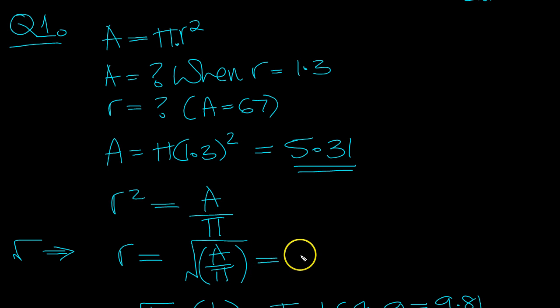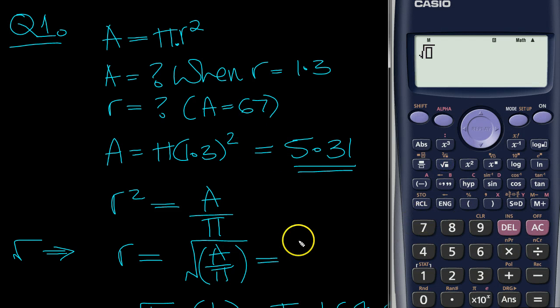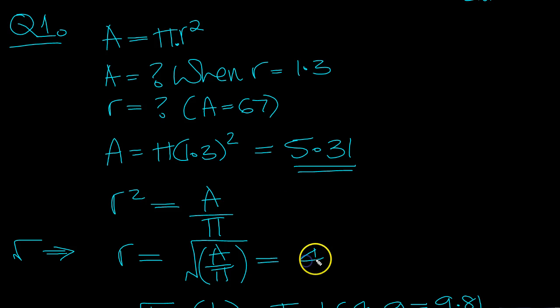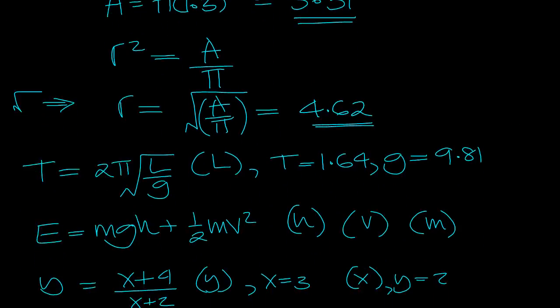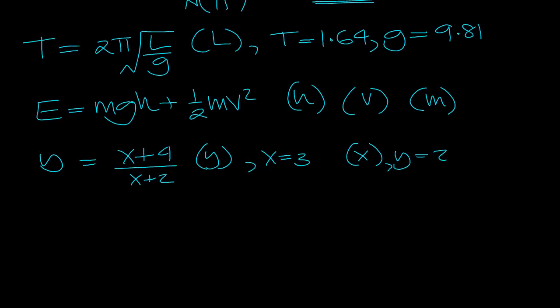So we've got the square root of A. A is the value 67. So it's the square root of 67 divided by pi. It's all inside the square root bracket. So that equals 4.62. That would be units, wouldn't it? Because r is a measure of the radius. So let's have a quick look at these then. Hopefully I'll get through some of them.